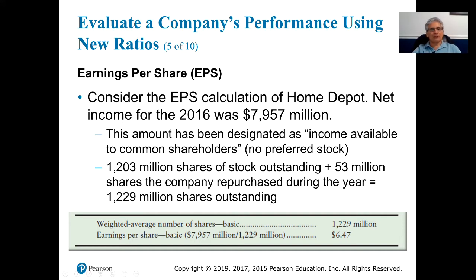So we have weighted average number of shares, basic of 1,229,000,000, and earnings per share computed to be $6.47. And that is computed by taking 7,957,000,000 divided by 1,229,000,000 shares.